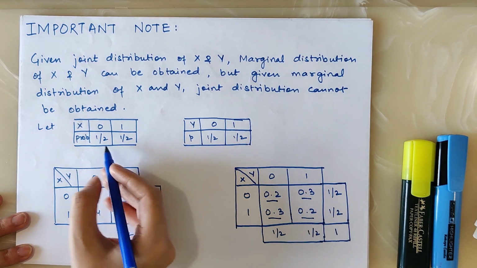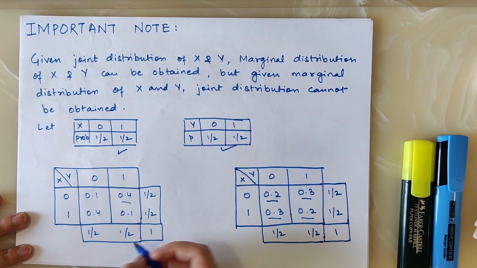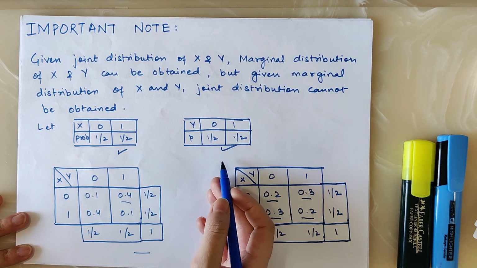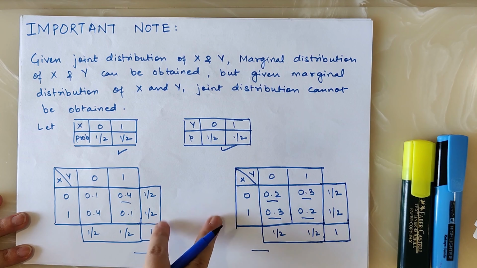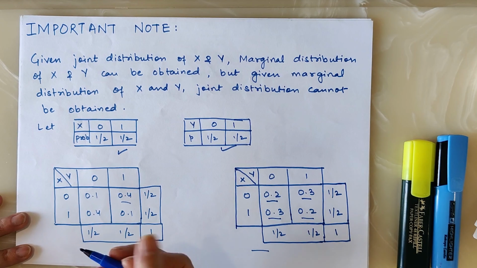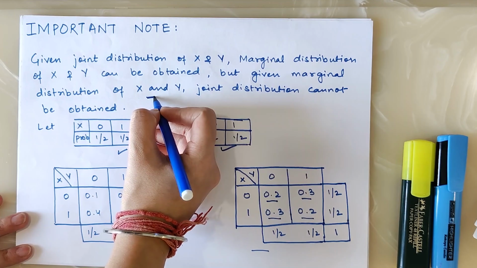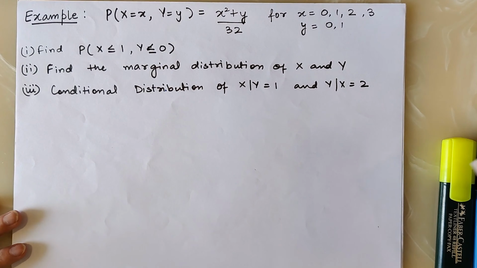Now let's say I give you these two particular tables. Can you say for sure which is the joint distribution for these particular x and y? These are just two combinations, but there are many more combinations possible for these two random variables. So we cannot say for sure what the joint distribution of x and y is given only the marginal distributions. Hence this particular note. Now let's move on to the examples for the joint distribution.